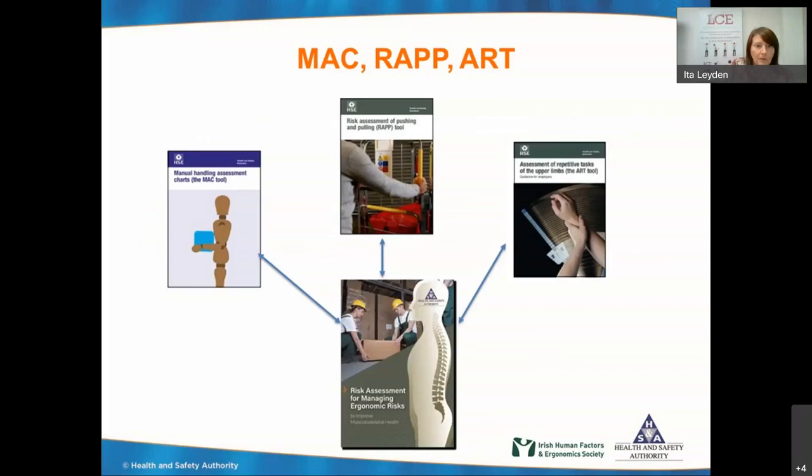Frank has shown you these. So you have your MAC, RAP, and ART. MAC stands for Manual Assessment Charts. RAP stands for Risk Assessment of Pushing and Pulling. And ART stands for Assessment of Repetitive Tasks. The ART tool is used for tasks involving the upper limbs. The RAP tool is, as the name suggests, used for pushing and pulling activities within manual handling. And the MAC is used for lifting, carrying, and for team handling operations. And as Frank has mentioned, there are worked examples of these also in the HSA's recent publication from late last year regarding risk assessment for managing ergonomic risks.